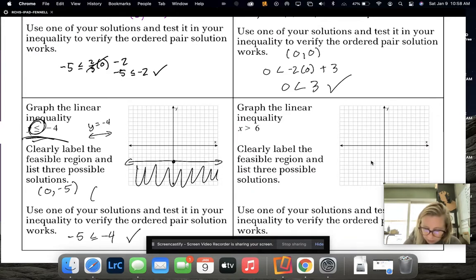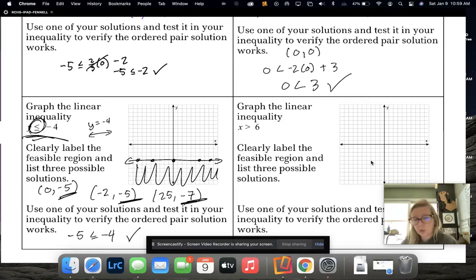So what else would work? (-2, -5), (25, -7), right? As long as your y value is less than -4 or equal to. We could also have anything on the line, because the line is a part of our solution. So any of the points on that line would also work. All right, you try this next one.